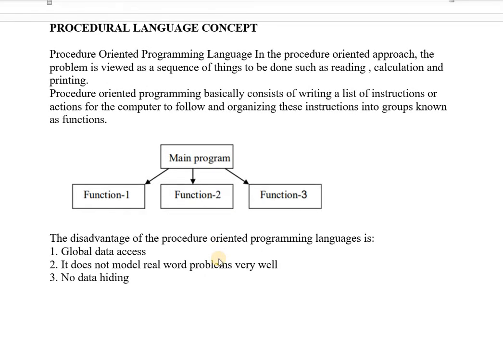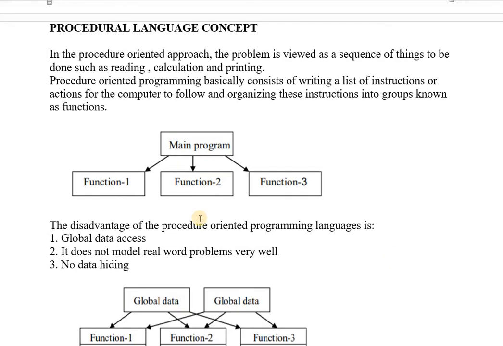So this is the topic of unit 1, and it covers all the basic features of object oriented programming and the difference between the object oriented programming and procedure oriented programming. A procedure oriented programming approach is based on writing a list of instructions or the actions for the computer to follow and organizing these instructions into group known as functions.